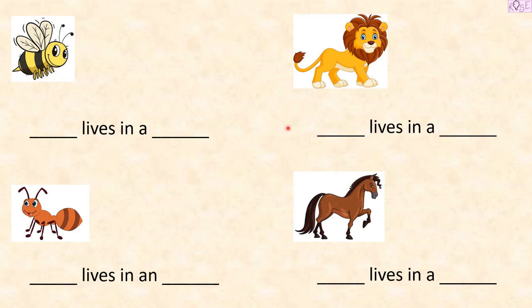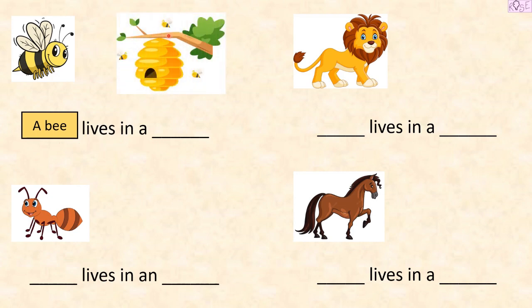So the first one is this animal. Can you see this? Which animal is this? Can you identify this animal? Yes, it's a bee. A bee lives in a dash. Now we have to find out where bees live. Where does a bee live? We have to find out this.